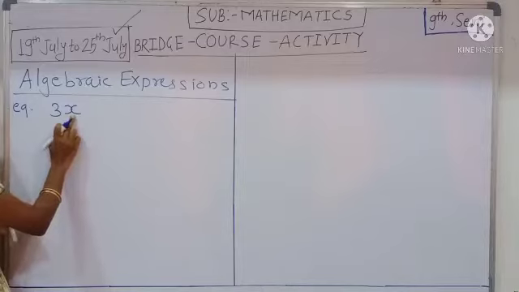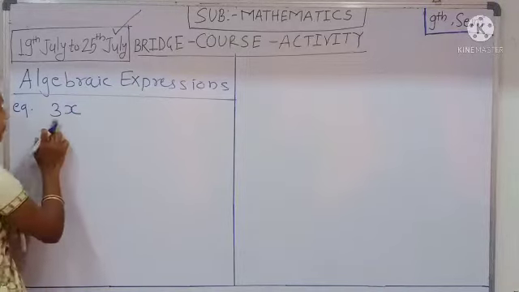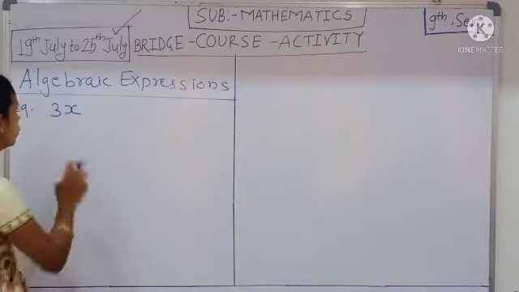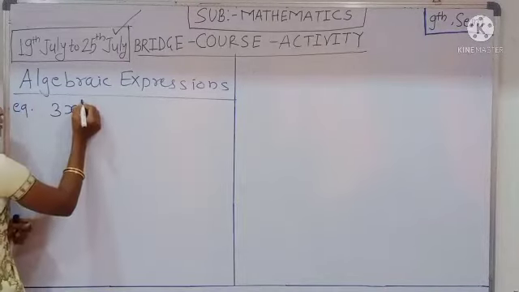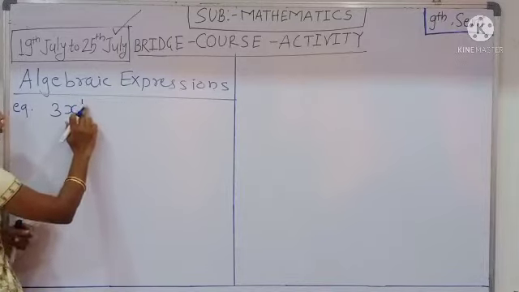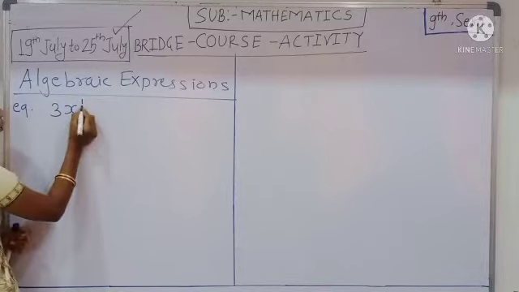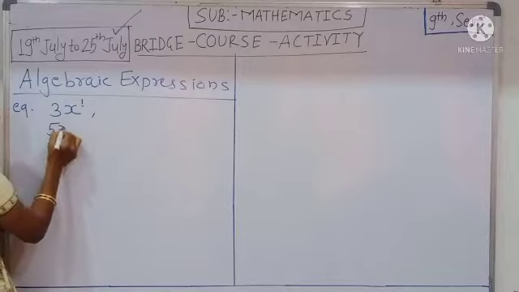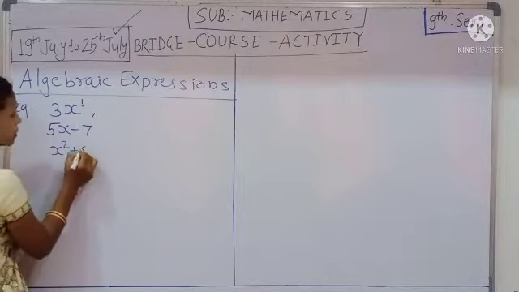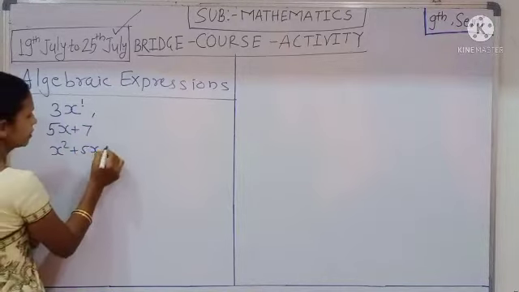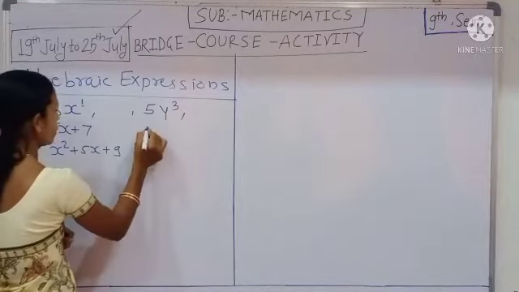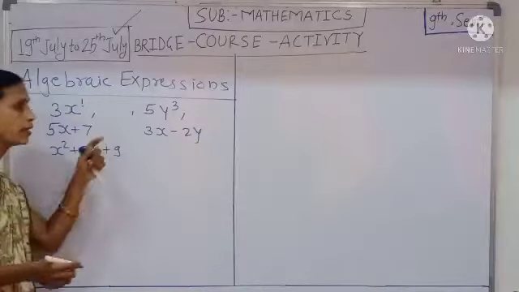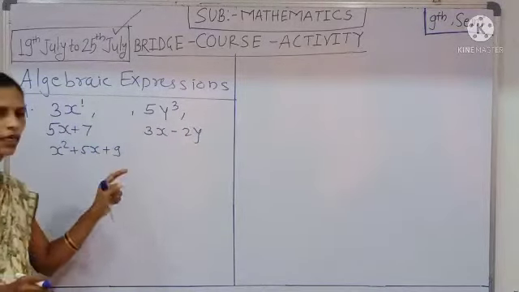See here, the alphabet x is used, which is known as the variable. Here 3 is the numerical, which is known as the coefficient. And the exponent, or degree, of that x is 1. That is the degree of that algebraic expression. That means 3x is one of the algebraic expressions. Like that, a few more examples: 5x plus 7, x square plus 5x plus 9, 5y cube, and 3x minus 2y are also examples of algebraic expressions.